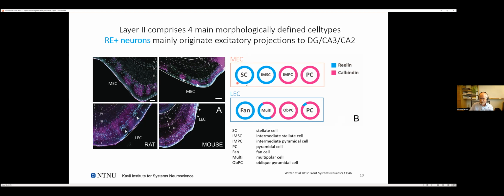I want to draw your attention to this cell type here, because in the next slide I'm going to talk about them. These are the so-called stellate cells, and I'll also talk about this other cell type, which are fan cells. They're both reelin positive cells, and we now know that reelin positive cells project to the dentate gyrus, CA3 and CA2, not to CA1 and subiculum.